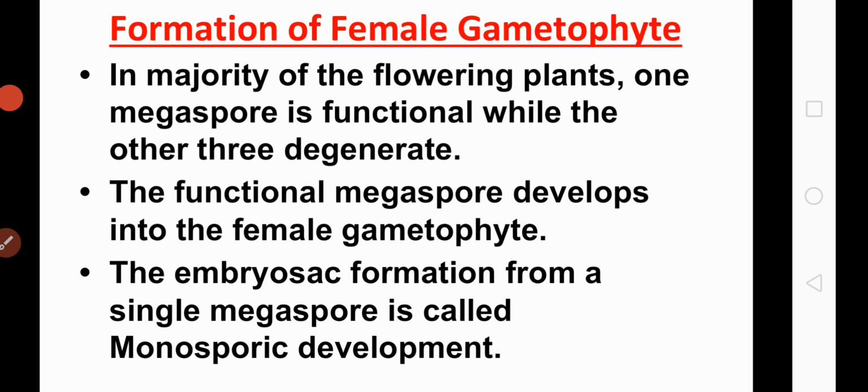Now coming to the next topic, formation of the female gametophyte, how this embryo sac is formed. In the majority of flowering plants, 1 megaspore is functional, while the other 3 degenerate. The functional megaspore develops into the female gametophyte. The embryo sac formation from a single megaspore is called monosporic development.